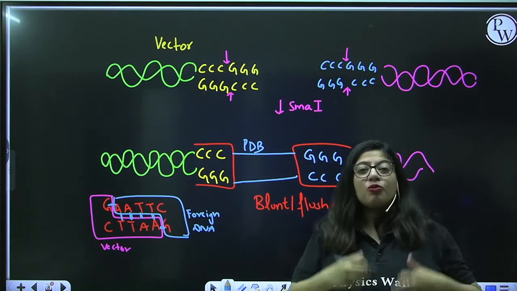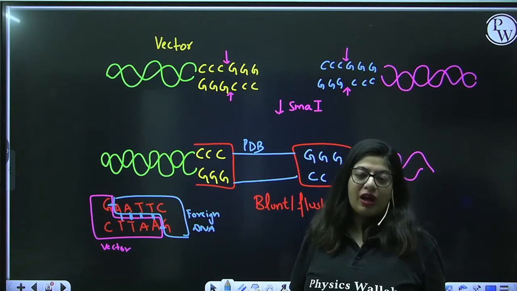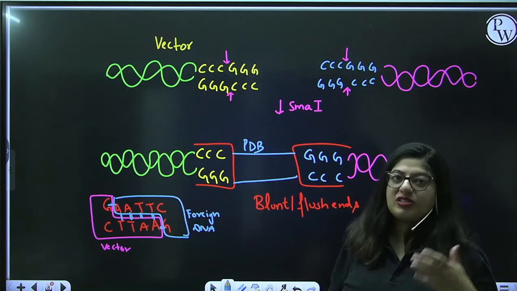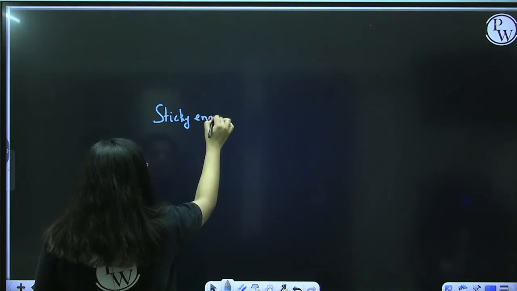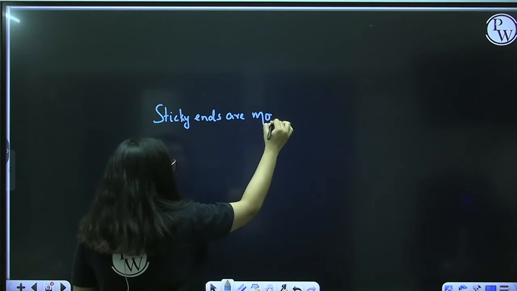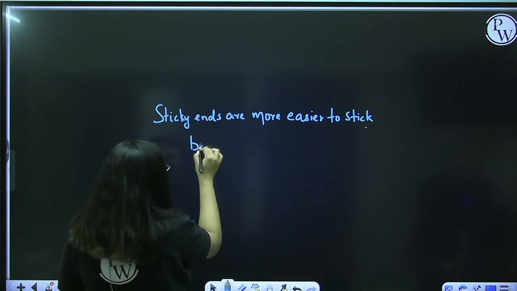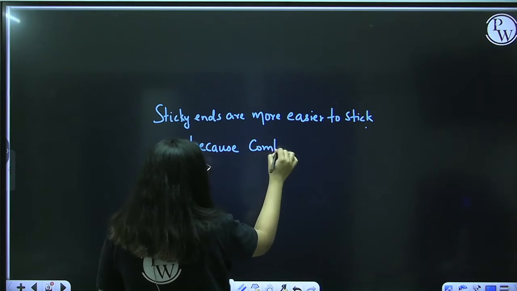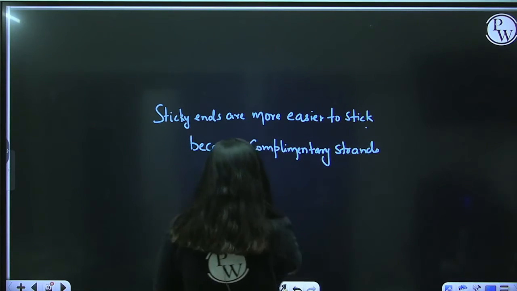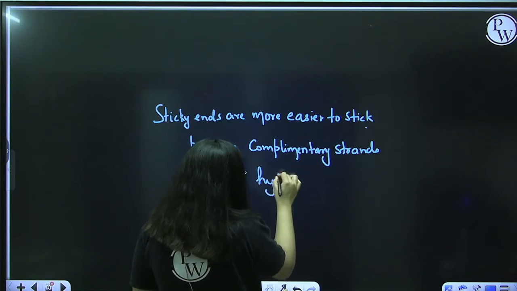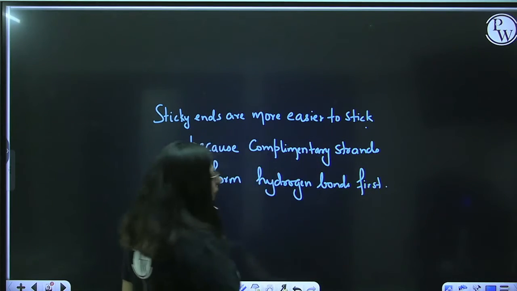So that's why sticky ends are easier to stick, because being complementary to each other, they can easily form hydrogen bonds first, and then they can form phosphodiester bonds later. So note this line with me. Sticky ends are easier to stick because complementary strands form hydrogen bonds first. Okay, that's why they're easier to stick.